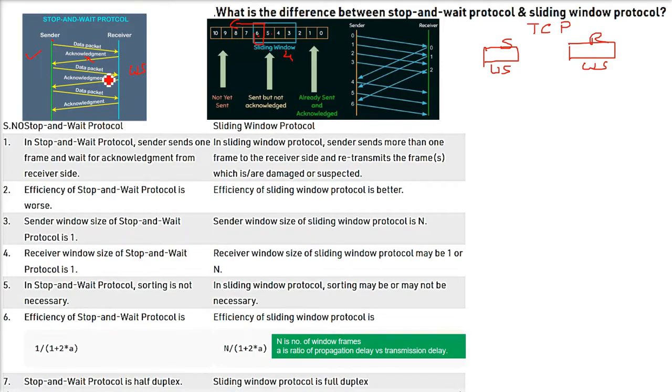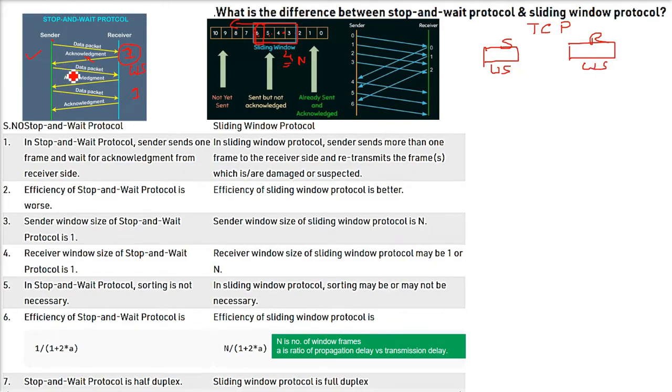The sender window size of stop and wait is 1. The window size of sliding window protocol is n, for example 4 here. The receiver window size in stop and wait is also 1, so both sender and receiver have size 1. In sliding window protocol, the sender window size is n, and the receiver may be 1 or n. It can be 1, it can be n, it depends on the receiver.